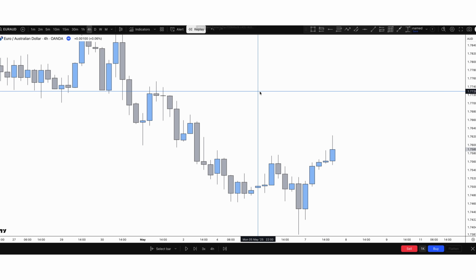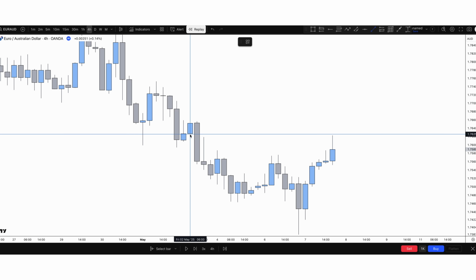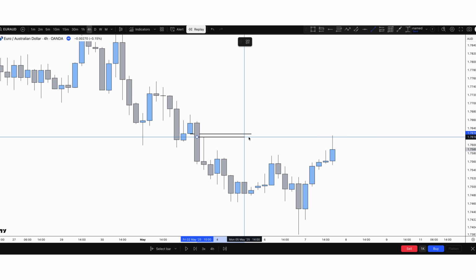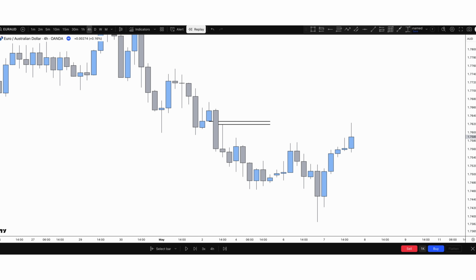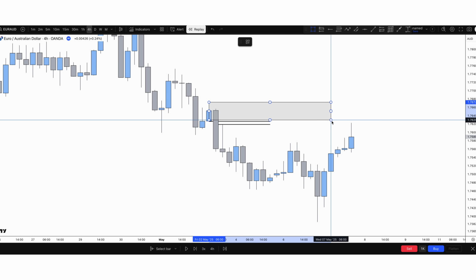So in order to validate a supply or demand zone, we need to make sure there is something we call an imbalance. If there is no imbalance into a zone, then it's not a zone that we want to look at. If we take a look at where I'm drawing these black lines, we can see just above this candle here, this blue candle, is going to be our supply zone.